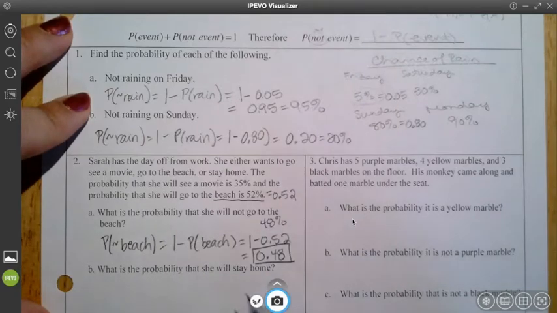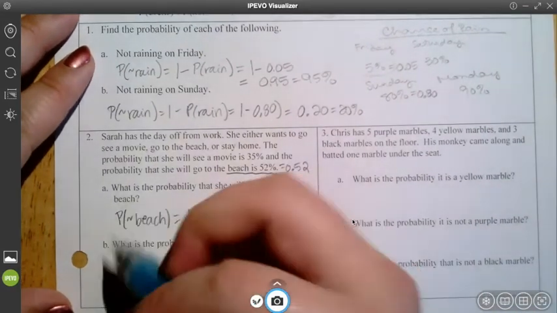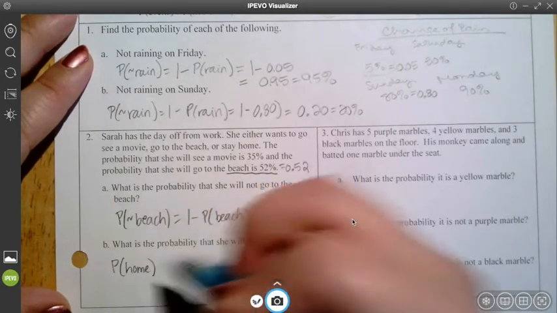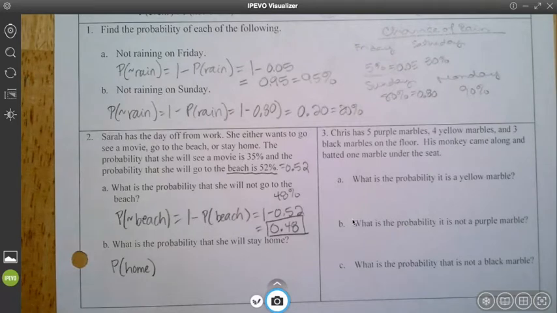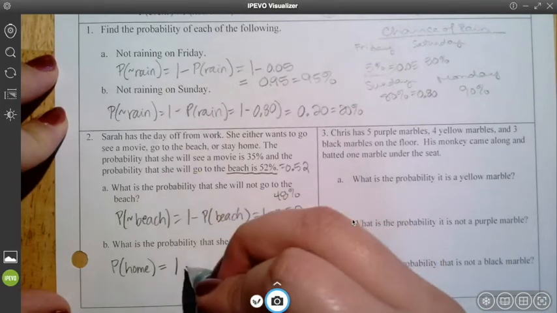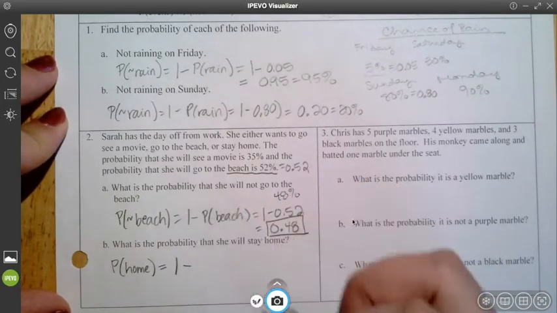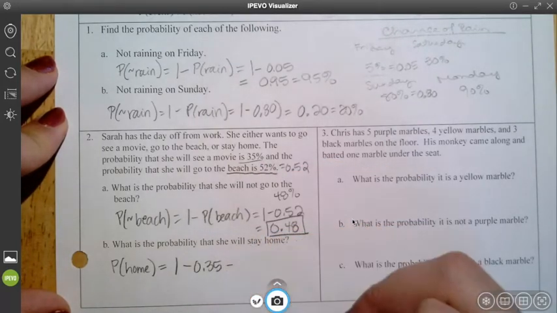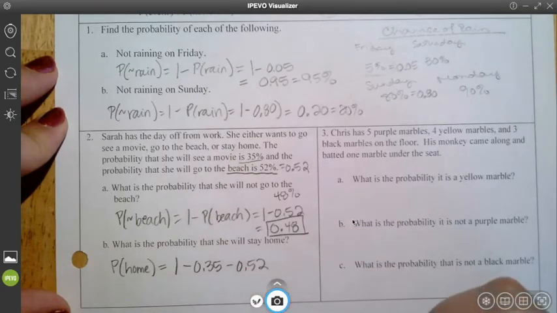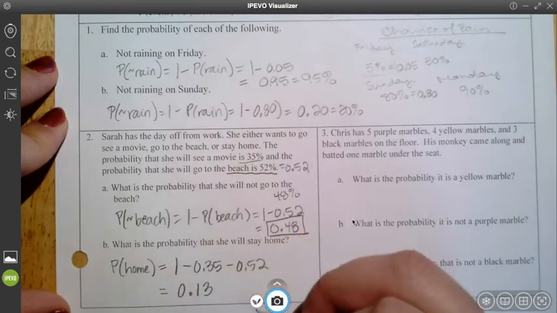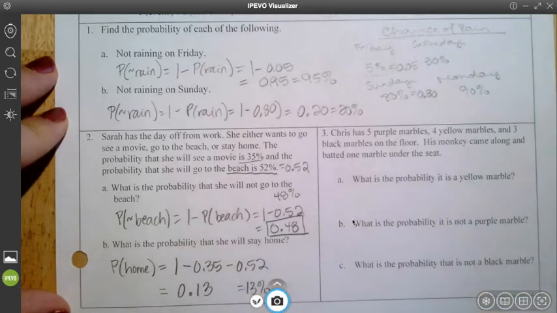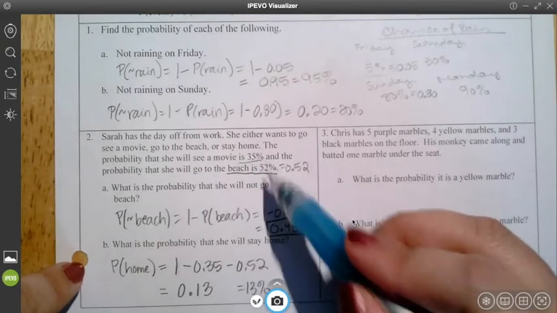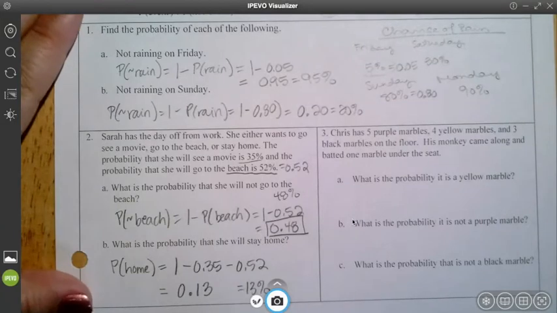What is the probability that she will stay home? Well, probability of staying home is the probability that she will not go to the movie and she will not go to the beach. So the probability of staying home is 1 minus the movie and the beach. So the movie is 0.35, and also minus the beach, 0.52. And so we get 0.13, or 13% chance she stays home. If I add up the movie, the beach, and staying home, it should add up to 100%.